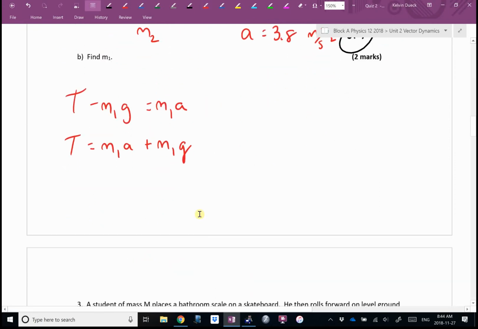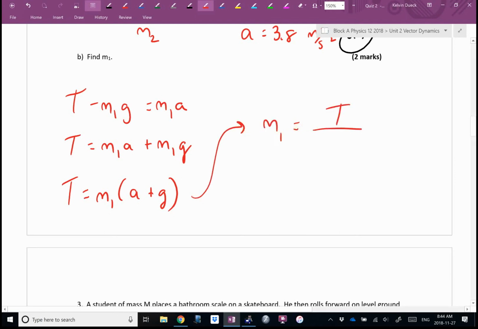We still have 2 M1s. It'd be cool if there was a grade 9 mathematical operation that I could pull out of my back pocket and somehow convert this from 2 into 1. And there is. Factor, you say. I can write this as M1(A plus G), or G plus A. Usually you'll end up with either a G plus A or a G minus A, but I've never bothered memorizing which one is which. It's just too easy to derive it each time, so I've never tried to file and store all these away. So M1 is going to be tension divided by A plus G.